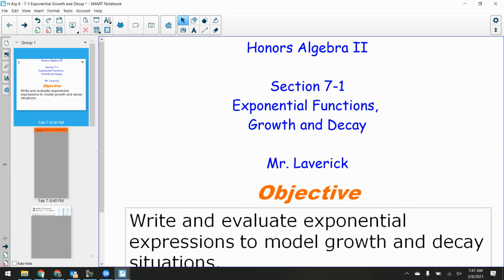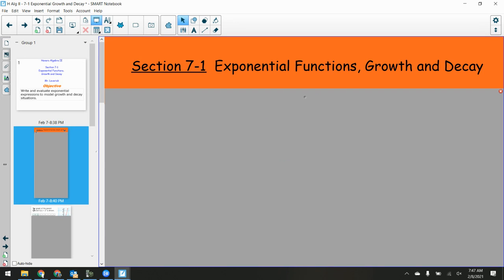All right, chapter 7. Chapter 7 is all about exponential and logarithmic equations and logarithmic functions. You have no idea what a logarithm is yet, but that's the kind of cool part about chapter 7: we get to learn new stuff. Now let's talk about exponential functions and exponential growth and decay.